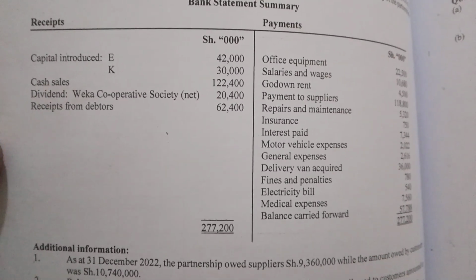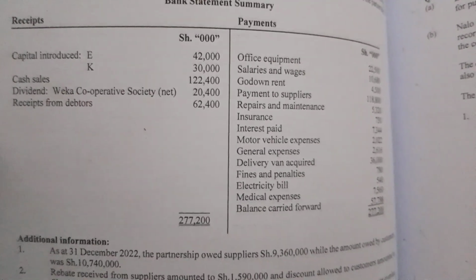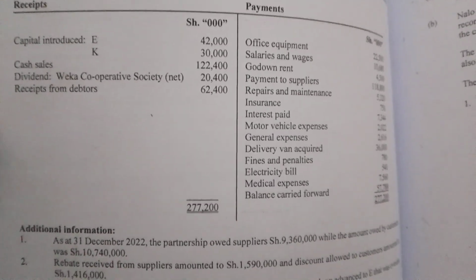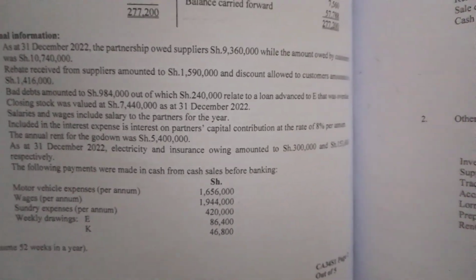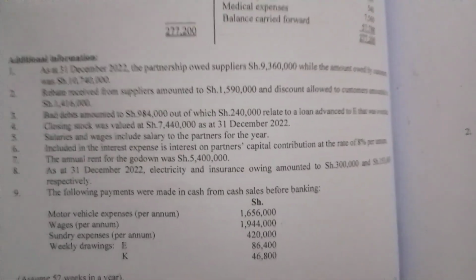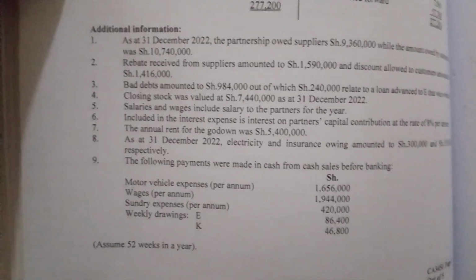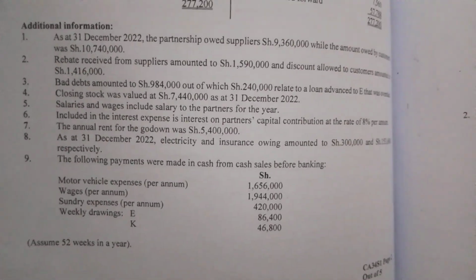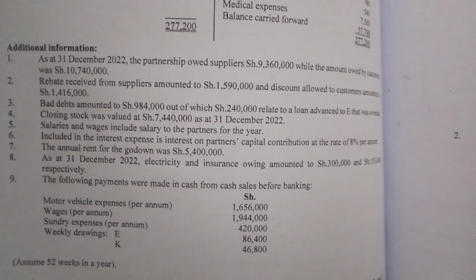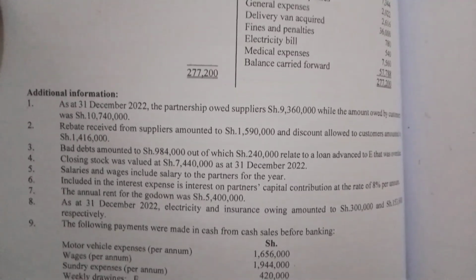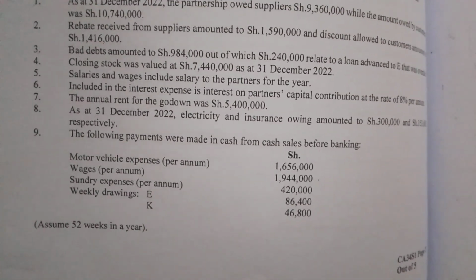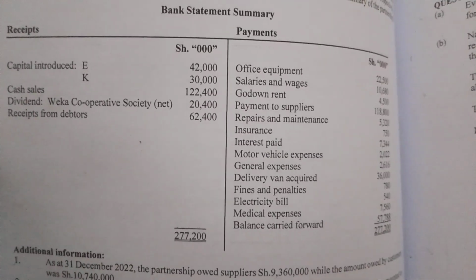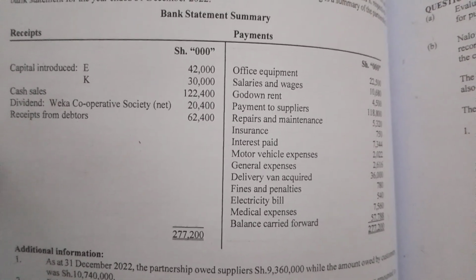So there were those cash sales which were banked, 122,400, plus the information we have in additional information number 9. The following payments were made in cash from cash sales. So those figures there, the motor vehicles, the wages, all those were sales. But we paid those expenses out of the sales before banking. So we are combining additional information number 9 plus cash sales which was banked, 122,400.